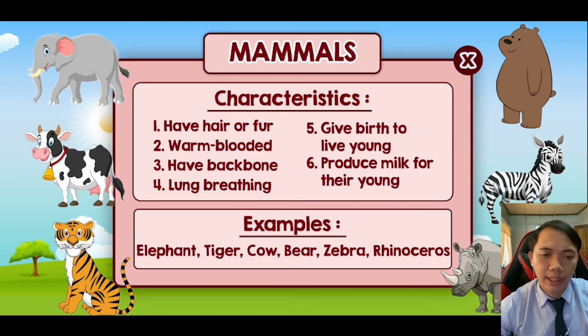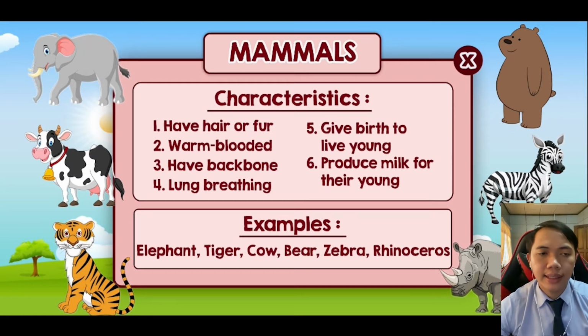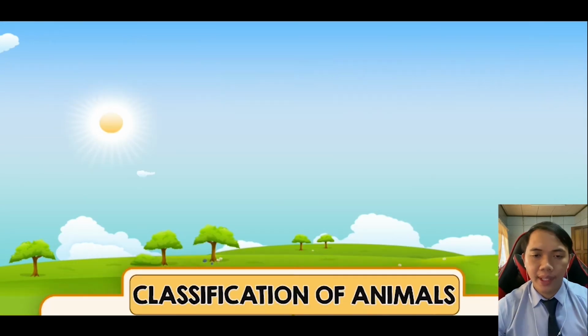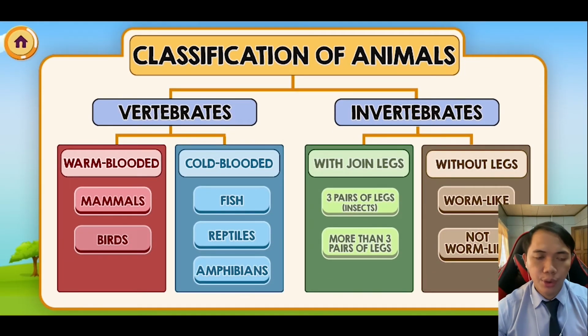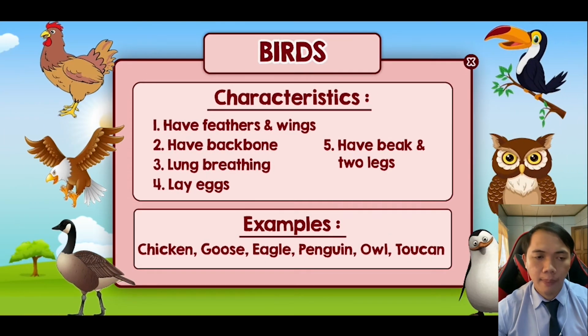The user can also learn examples of the animal, for example, elephant, tiger, cow, bear, zebra, and rhinoceros. The user can also see images of the animals on the left and right sides of this page. If the user wants to go back to the knowing animal page, the user can click the X button. Now I will demonstrate what happens if the user clicks on each of the animal class buttons.